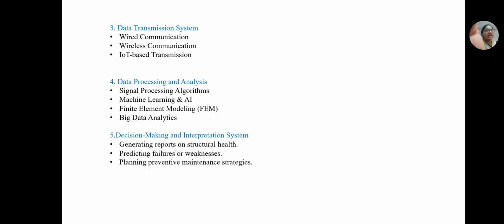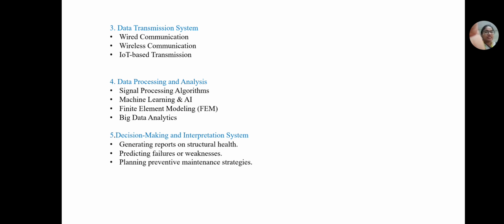Other components are data processing and analysis. The collected data are processed and analyzed. Based on analyzing the data, engineers are able to identify the condition of the structures. For this, signal processing algorithms are very important, which are used to monitor and predict the condition of the structure. Machine learning and AI tools are used for pattern recognition. Finite element modeling is also used for simulation of the structure. Big data analytics is required to handle the big data sets.